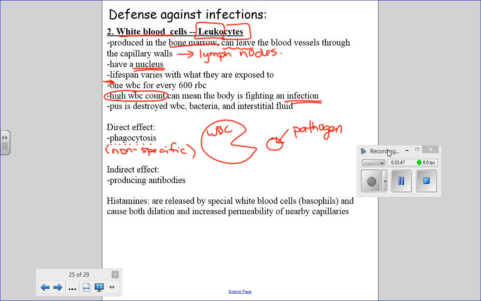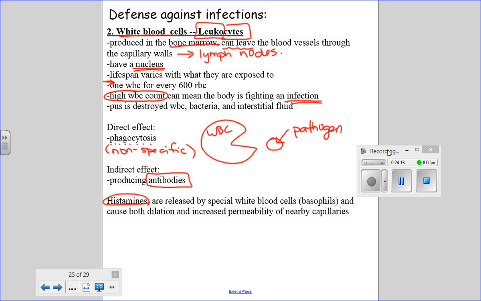So to make the effect of your white blood cells a little more targeted, a little more specific, your white blood cells are the reason that you get antibodies. That's where antibodies come from. White blood cells are producing them. In addition, while this is happening, while your white blood cells are trying to do their job, they are also releasing histamines.